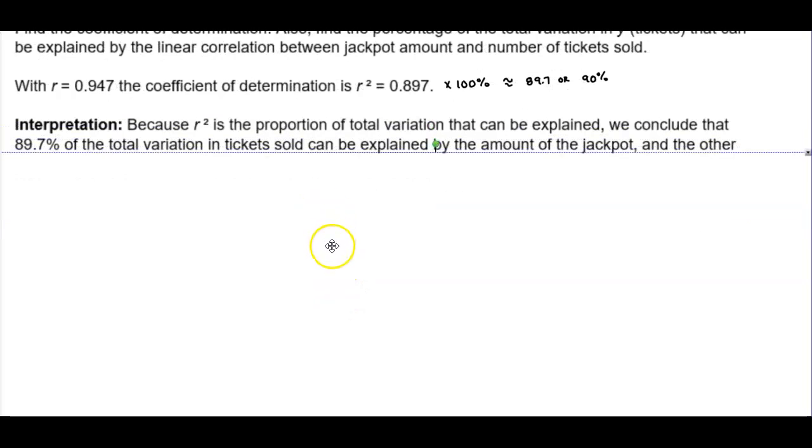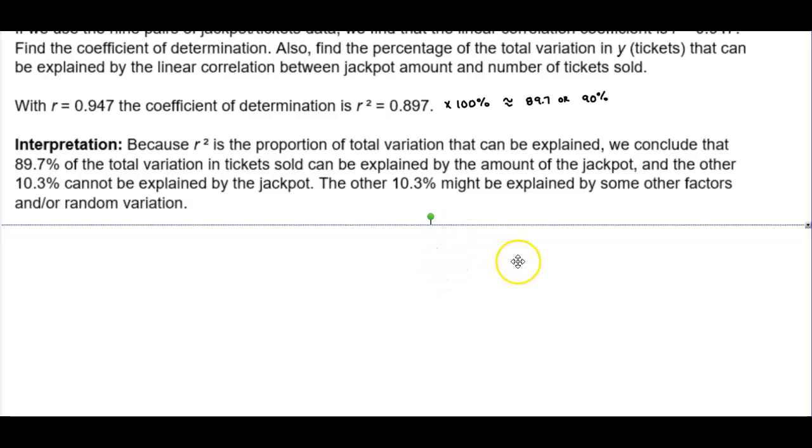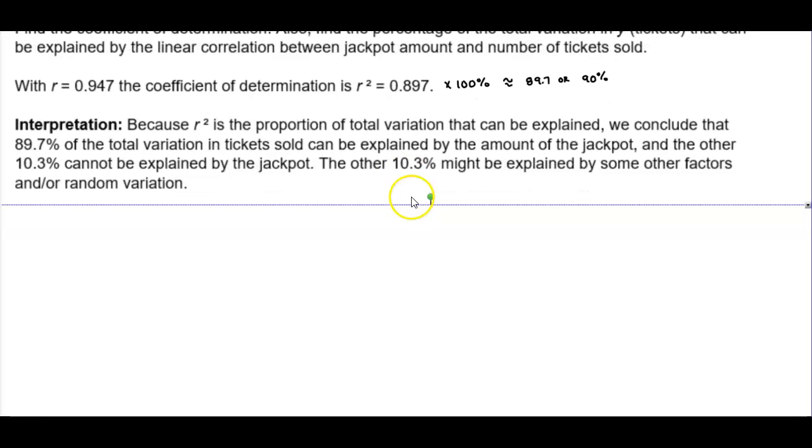So now let's interpret this. Because r squared is the proportion of the total variation that can be explained, we conclude that 89.7% of the total variation in tickets sold can be explained by the amount of the jackpot, and therefore the other 10.3% cannot be explained by the jackpot. How do we get 10.3%? 100% minus 89.7%. The other 10.3% might be explained by some other factors and/or random variation.